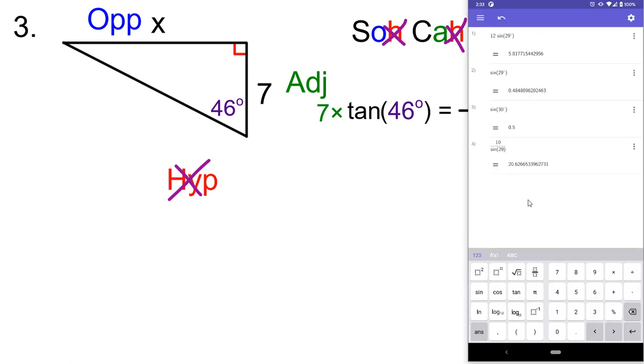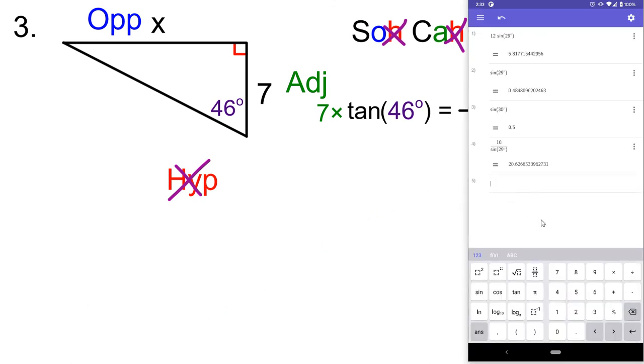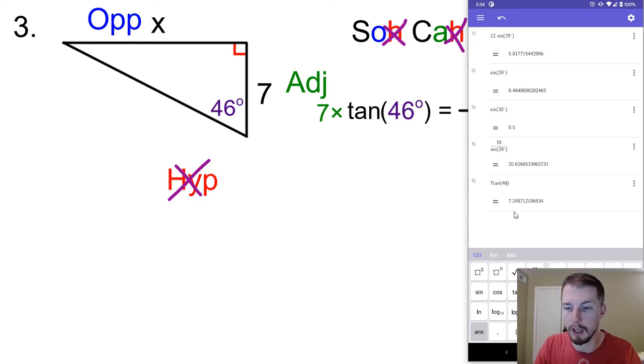So I'm pulling up my calculator here. All right, nice. I'm figuring it out. So 7 tangent of 46. Okay, cool. And I get 7.24, which will round down to 7.2. And that will be your answer.